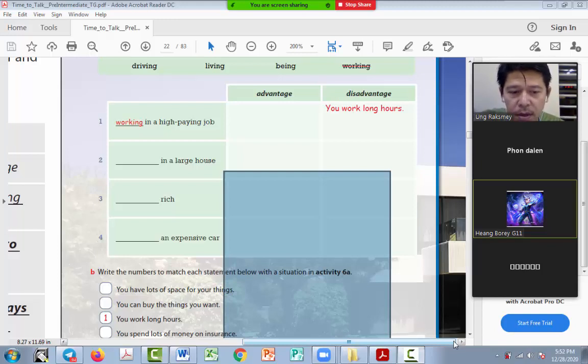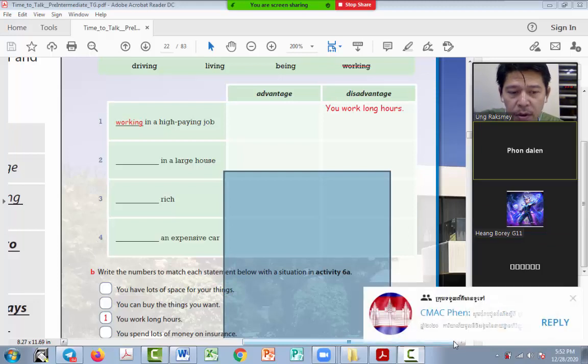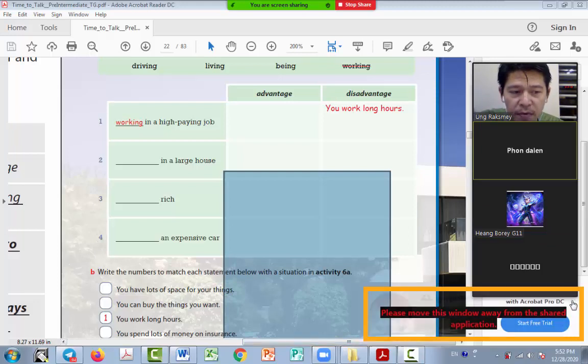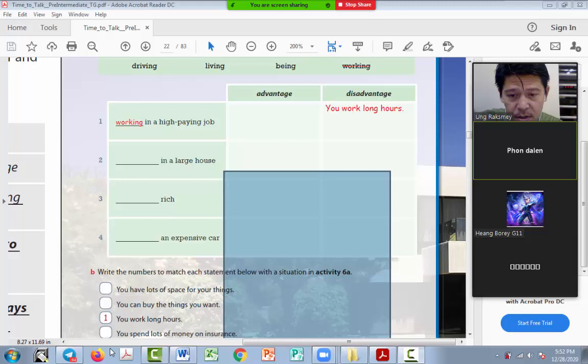Just select the part you have below. You have a lot of space for your things. Yes, we have the answer. We choose from the book: you have a lot of space for your things.